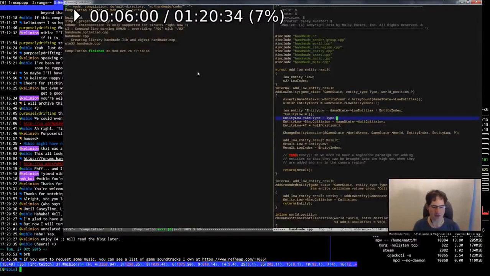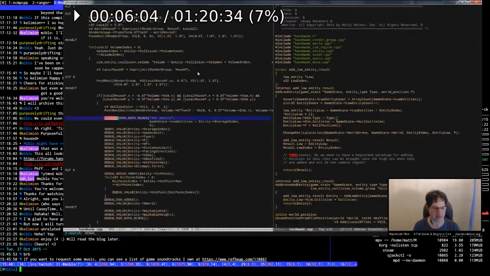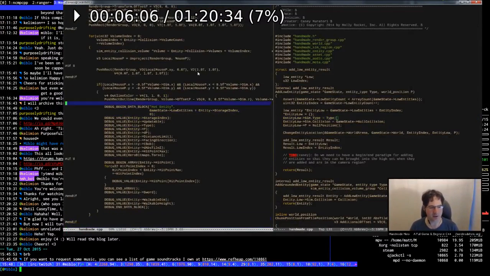So if we take a look at where this is actually happening, in handmade_hero.cpp, we have this thing here where we have begin data block hot entity. We can see that this code right here is the code that does the picking. We loop over the collision volumes for a given entity, and then we look at whether the mouse is over them or whatever. Now, what we want to do here, ideally, is have some way that this would interact with our debug system.